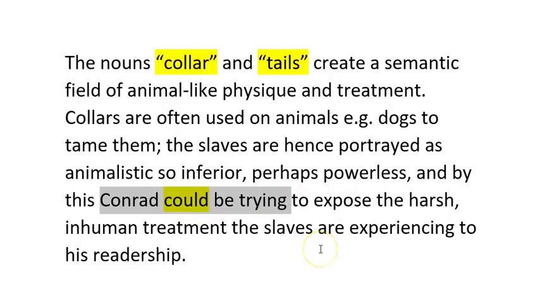What makes this such a skilled paragraph as well is that Alessia has many more than one purpose. So it's to portray the slaves as animalistic, which is therefore to portray them as inferior, which is therefore to portray them as powerless. And why does he do that? Well, he wants to expose the reader to the inhuman treatment. So that's what a really developed answer looks like.